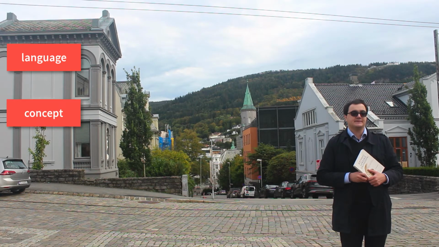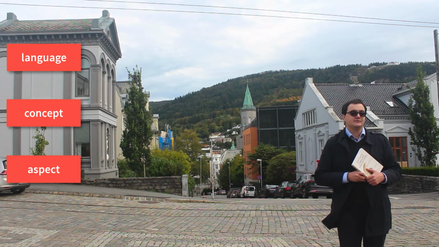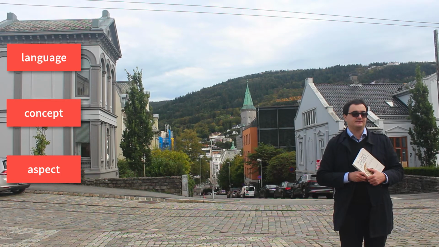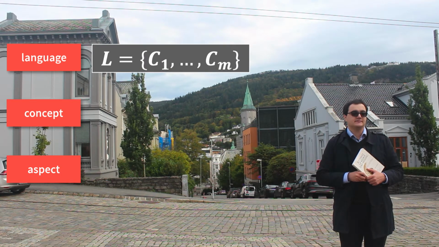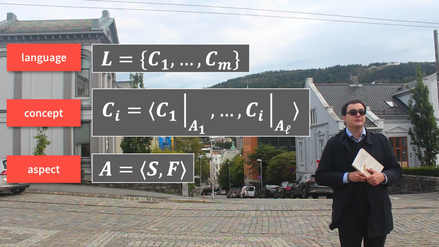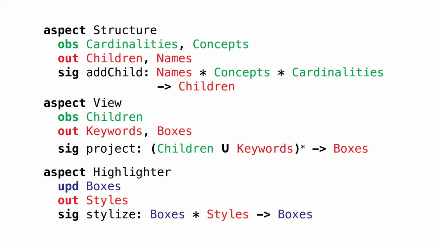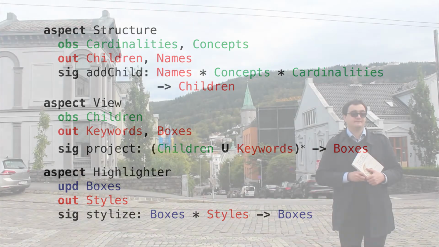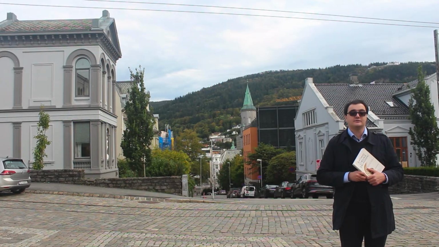The languages, concepts, aspects idiom is central in the conceptual framework that I'm going to present now. A language is a set of concepts or constructs such as if statement, while loop, and so on. Each concept is a tuple of aspects, each of which represents a certain concern in the language specification. Examples of aspects include structure that defines the abstract syntax of a concept, view that defines its concrete syntax, highlighter that defines syntax highlighting. I present now 5 groups of possible features that a language workbench can have.